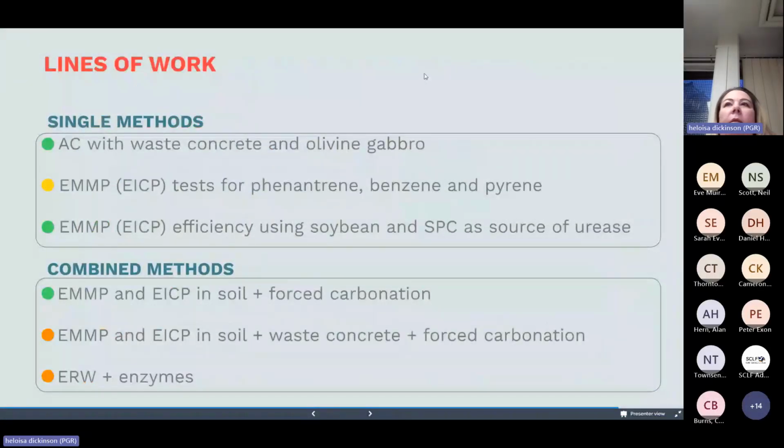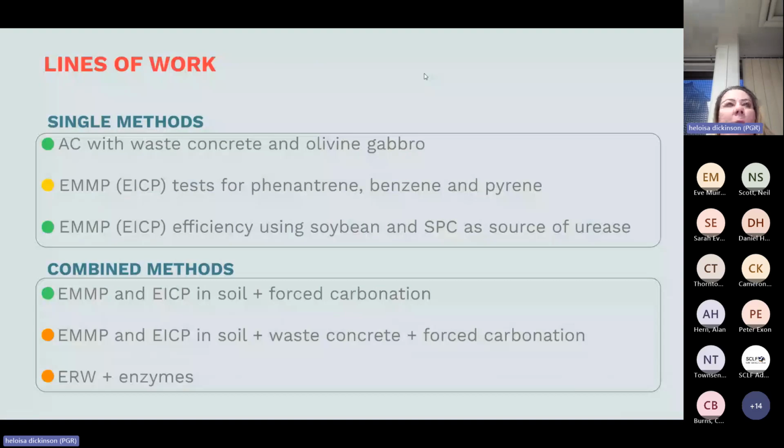I'm working with other techniques as well, in a combination of techniques. So I'm working with accelerated carbonation with waste concrete to compare with accelerated carbonation using olivine. Accelerated carbonation would be mixing soil with materials, putting it in an incubator and applying 10% and 20% CO2 concentration. I'm also comparing MICP and EICP for organic contaminants, phenanthrene, benzene, and pyrene at the moment. We want to extend that.